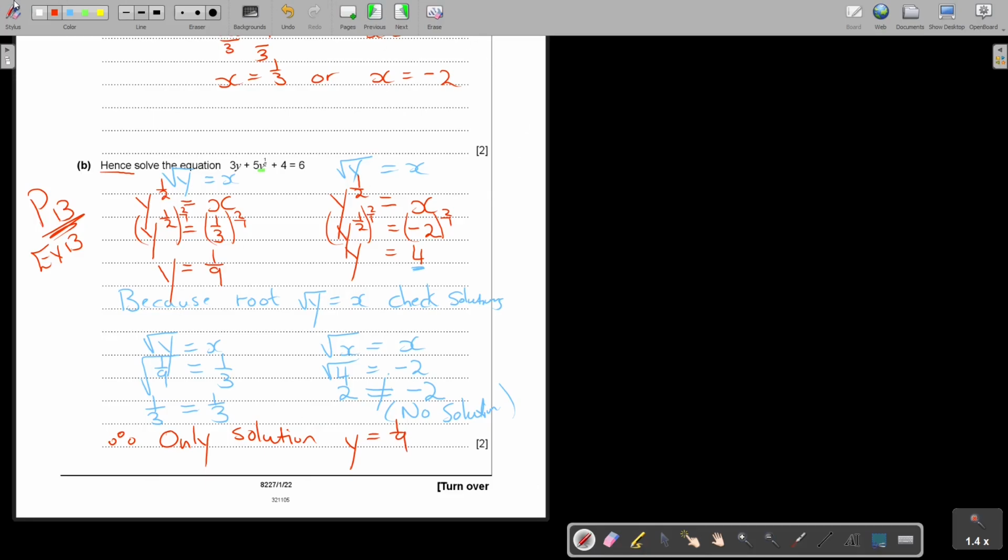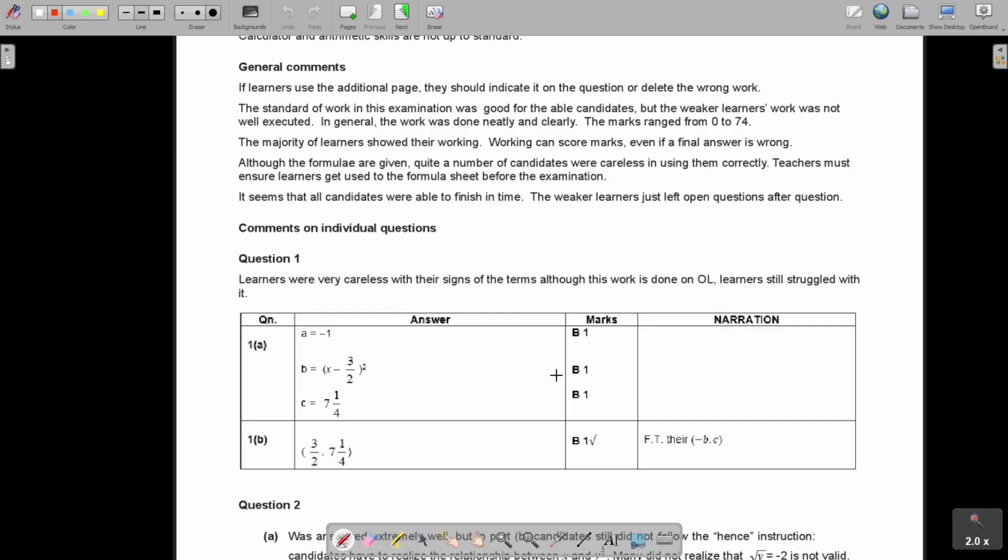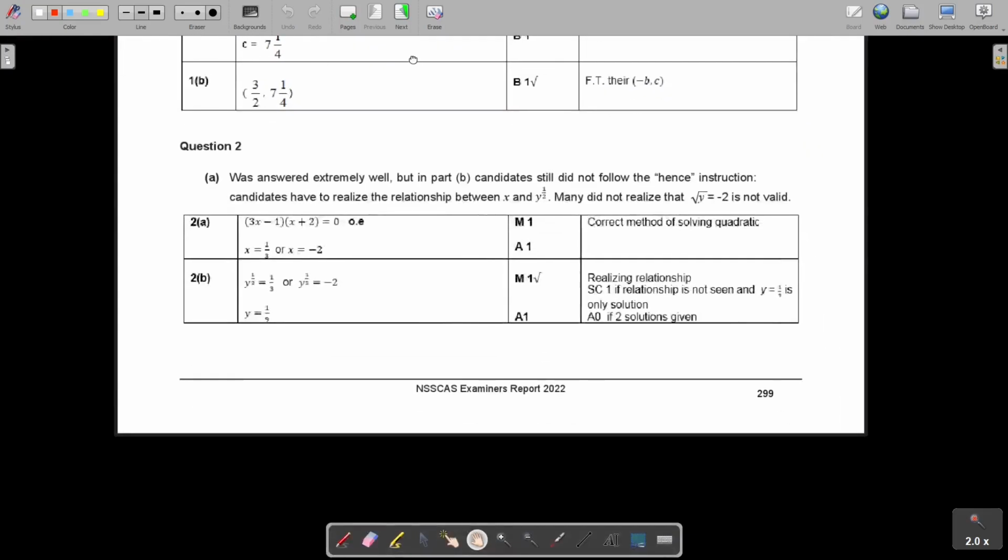So let's just see the report, what they say. Okay, this was question 1. So let's just go to question 2. It was answered extremely well, but in part B, candidates still did not follow the hence instruction. Hence means look up, use the answer. Candidates have to realize the relationship between x and y squared. Many did not realize that this is not valid. Okay, you saw it out of the test. So there were your 2 answers, but the only solution was 1 over 9. Okay, very important.